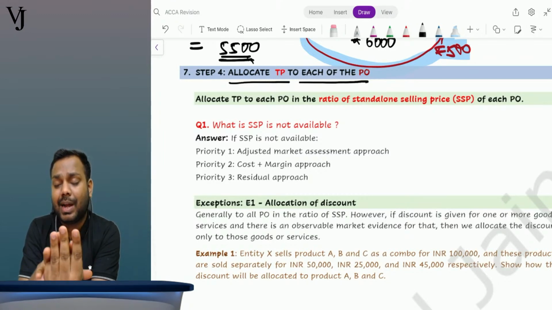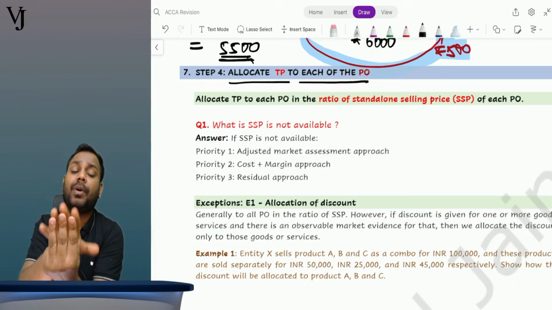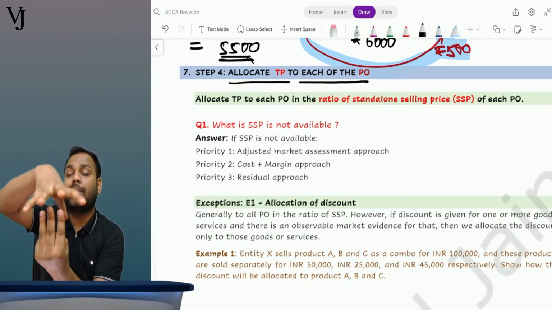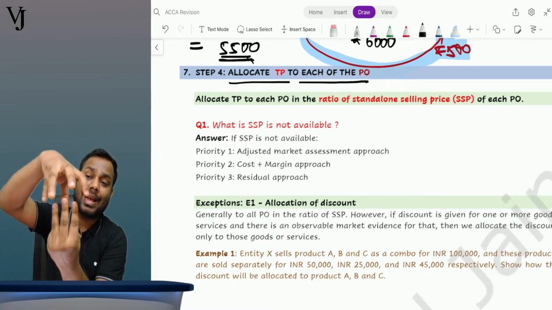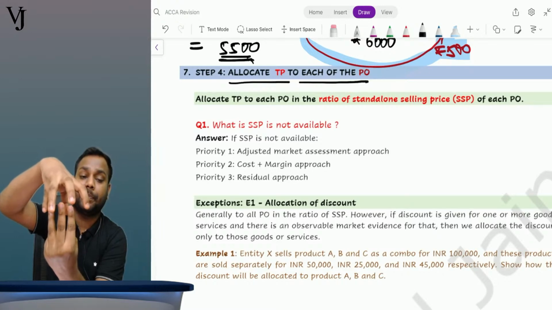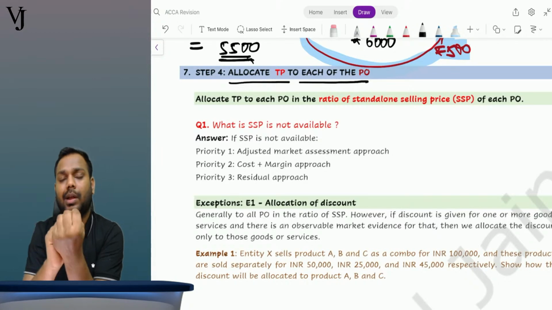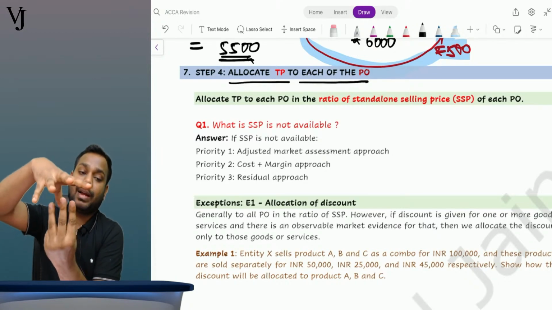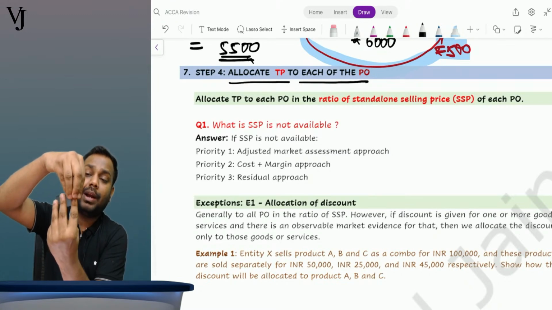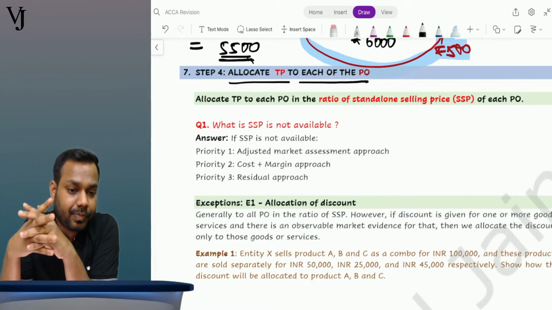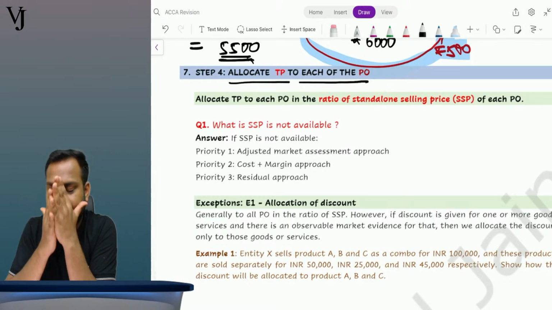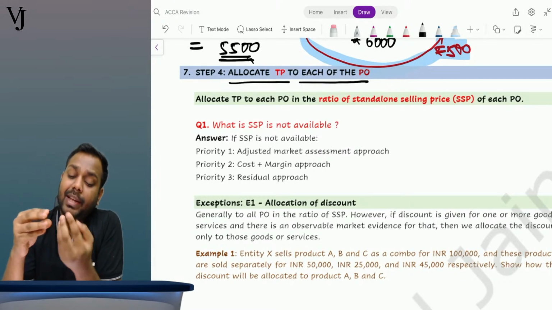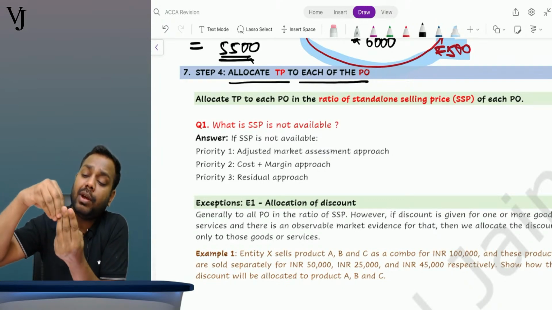After that I identified, for the entire 3 performance obligations, what is the transaction price which I am charging. This transaction price is like a blanket for the entire 3 performance obligations. Now I have to break this blanket, and I have to find specifically for each of the performance obligations.